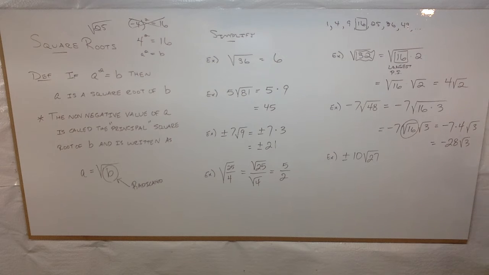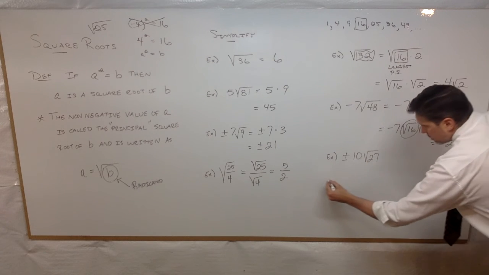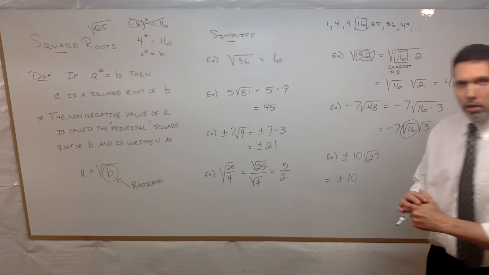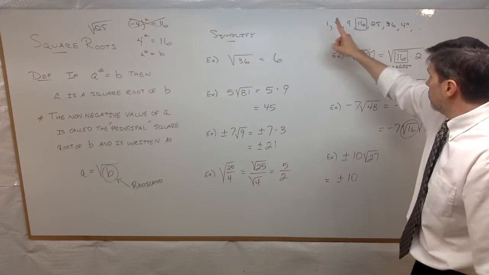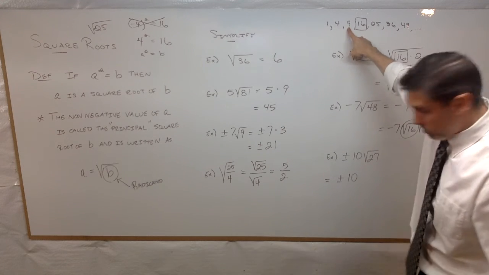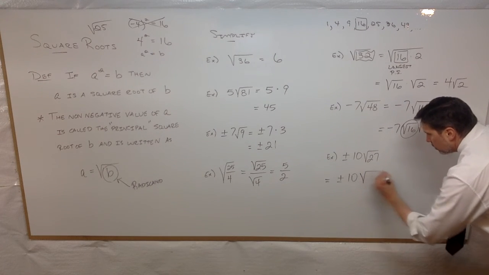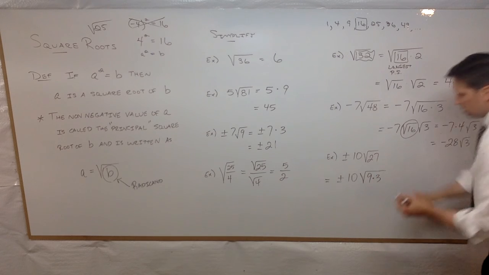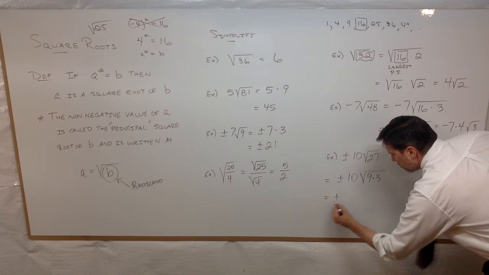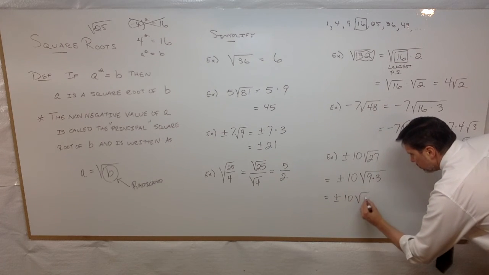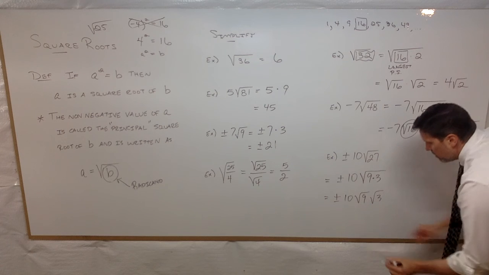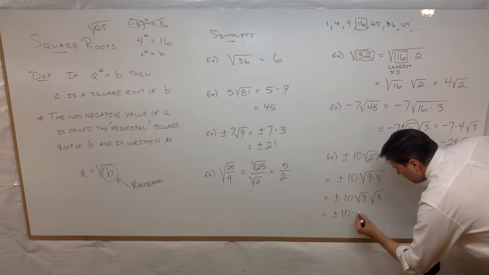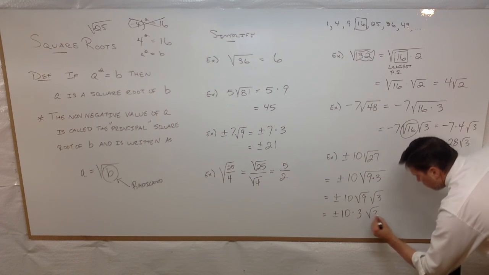Okay, last one. Plus or minus 10 square root of 27. Let's bring that down here. 27 unfortunately is not a perfect square, so the largest perfect square that divides into 27 would be 9. So we'll say the square root of 9, and 9 times 3 is 27. So we'll split these up. Call this plus or minus 10 square root 9 square root 3. Square root of 9 is just 3. So plus or minus 10 times 3 times the square root of 3.